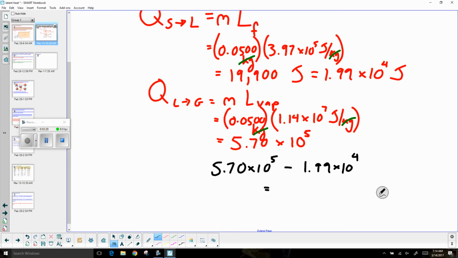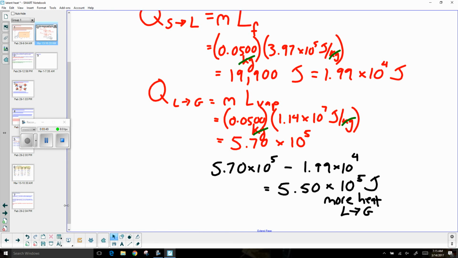And what we get is I need 5.50 times 10 to the 5th joules more heat to go from a liquid to a gas. Makes a lot more sense because once a substance is in its liquid form, the particles already have kinetic energy, so it takes a lot more energy to get them to release some of that potential energy that could be stored between the molecules. So hopefully this helps you solve page 319, 1 through 5.